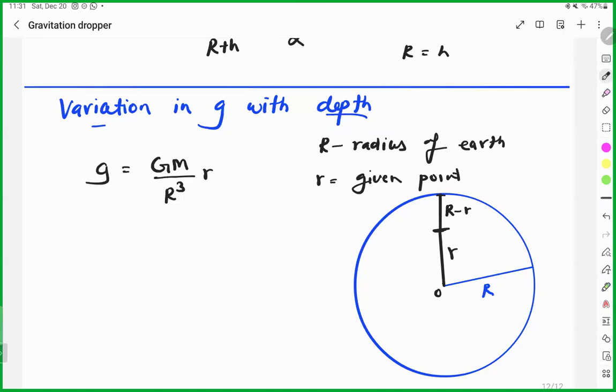No, sir. But you can take it the other way around also. If this is the depth, then can we say this will be R minus D?